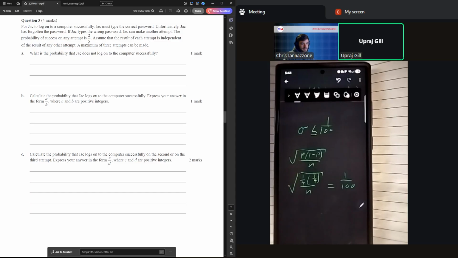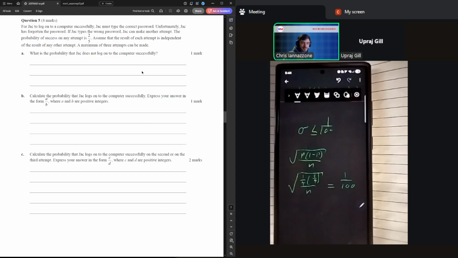27 on 125. Yeah, precisely. Just the 3/5 being a fail, and then cube it because you want to have 3 fails back to back. Maximum of 3 attempts. Yep, that's good. Part B is going to be quite similar.